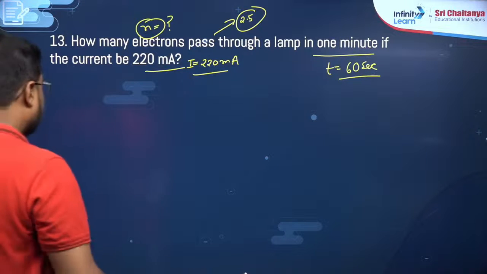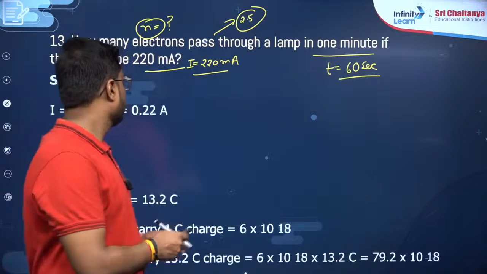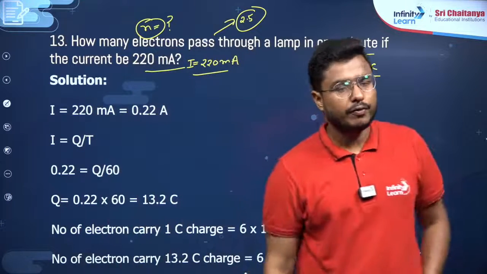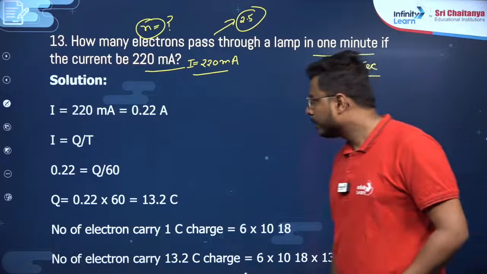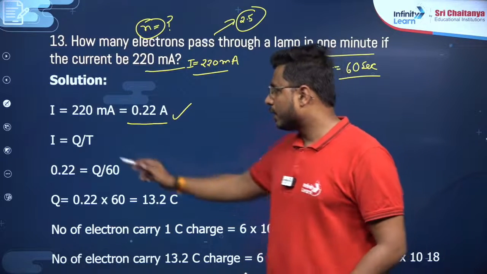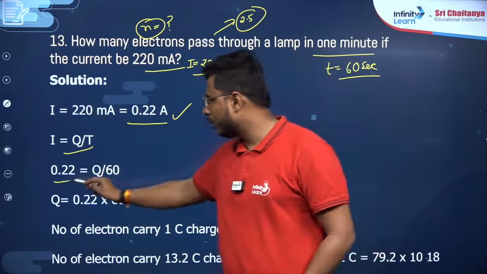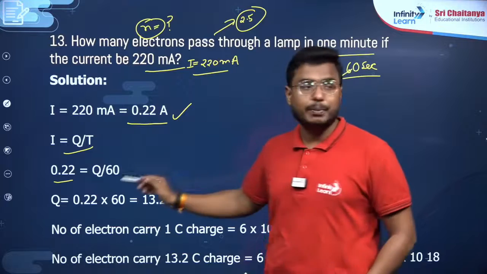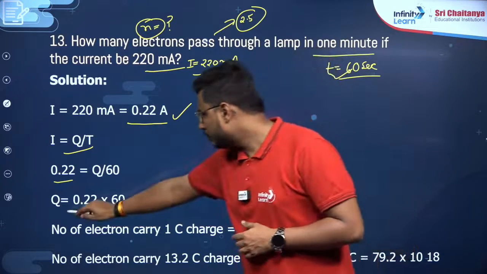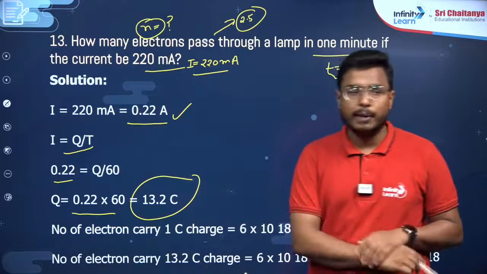Okay, time is up. Let's see what is the right answer here. So, to convert this milliampere into ampere, we need to divide it by 1000, right? 10 to the power minus 3, so that will be 0.22 ampere. The formula for current, we all know, I is equal to Q by T. So, current is given to you, 0.22. The time is given, 1 minute, that means it is 60 seconds. Correct, everyone? Now, so the charge will be 0.22 into 60, that means 13.2 coulomb.